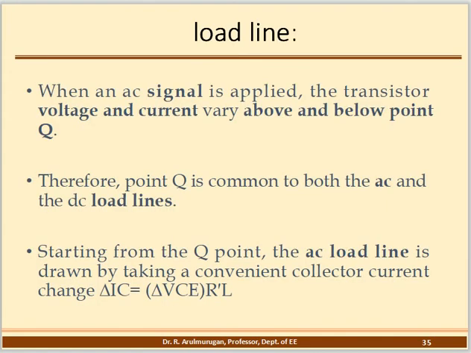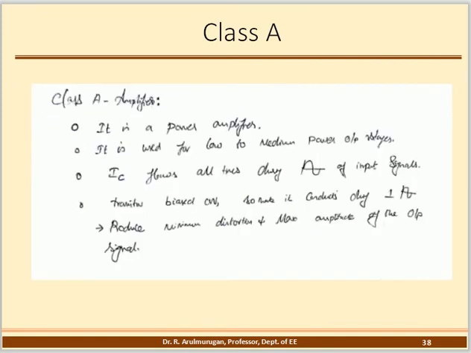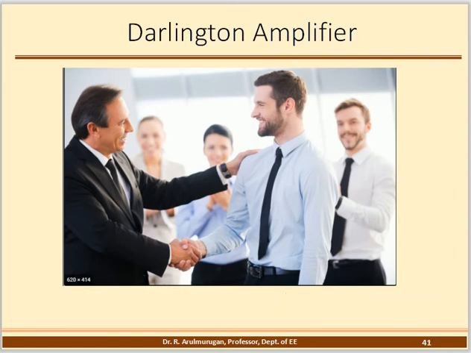So this is about the class C amplifier. Its power efficiency is high, but the gain value is very low, so you will go for that one. Then another method is the Darlington pair. This picture is showing it.